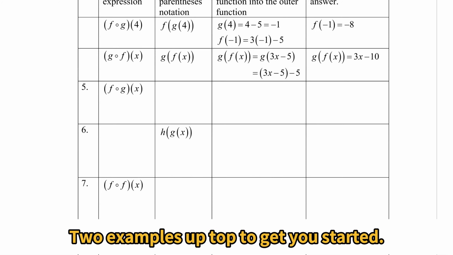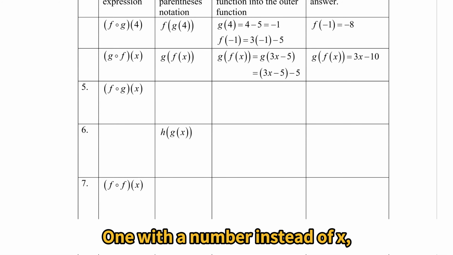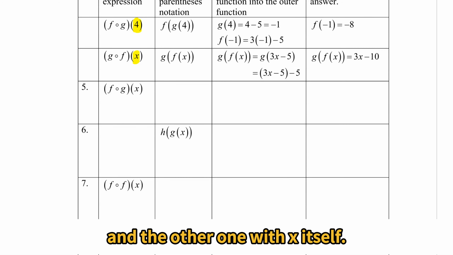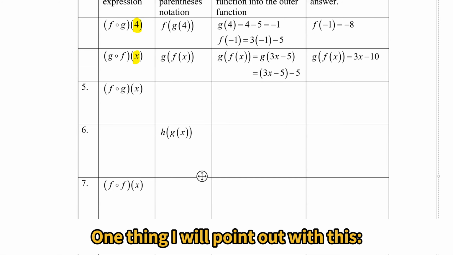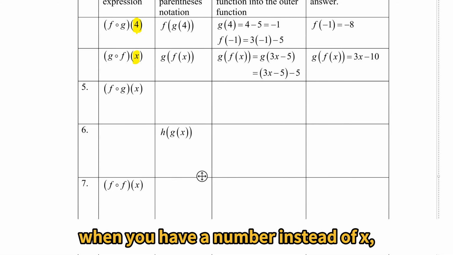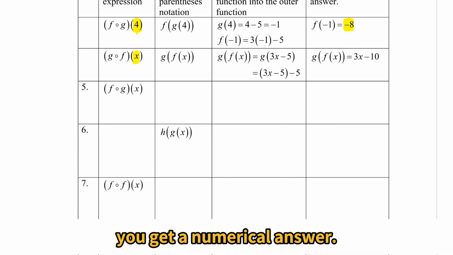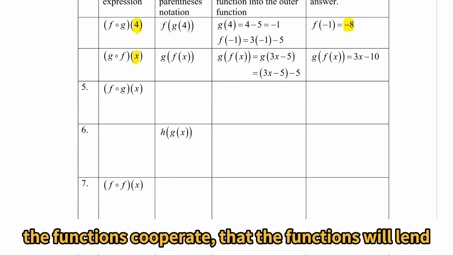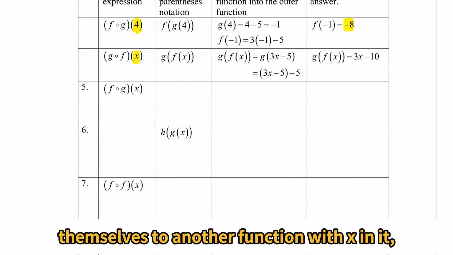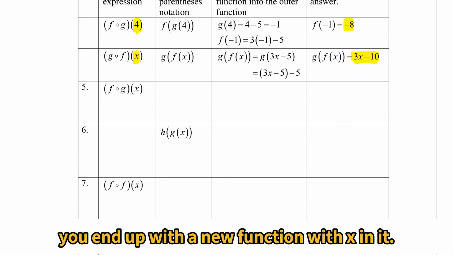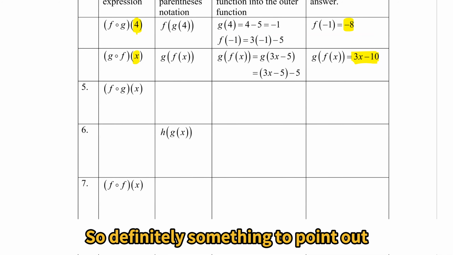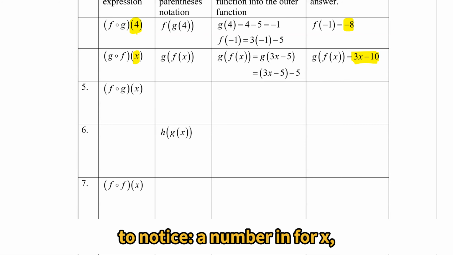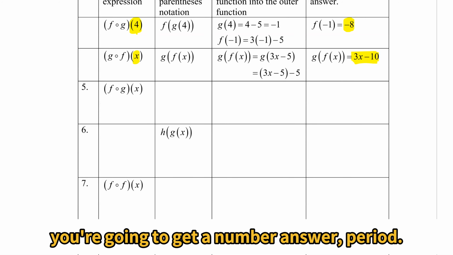Two examples up top to get you started. One with a number instead of x, and the other one with x itself. One thing I will point out with this, when you have a number instead of x, you get a numerical answer. When you have just x, provided that the functions cooperate, that the functions will lend themselves to another function with x in it, you end up with a new function with x in it. So definitely something to point out and notice. A number in for x, you're going to get a number answer, period.